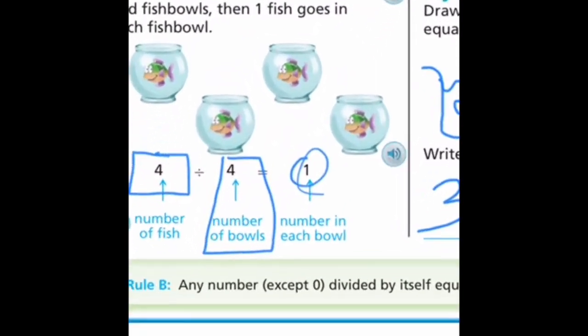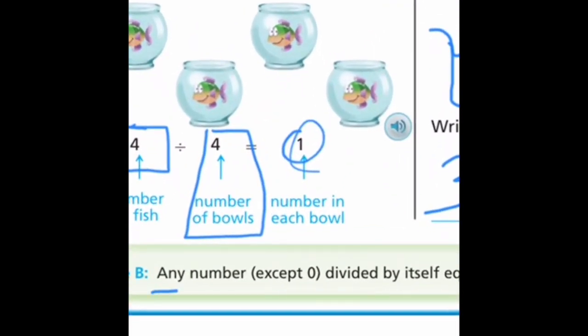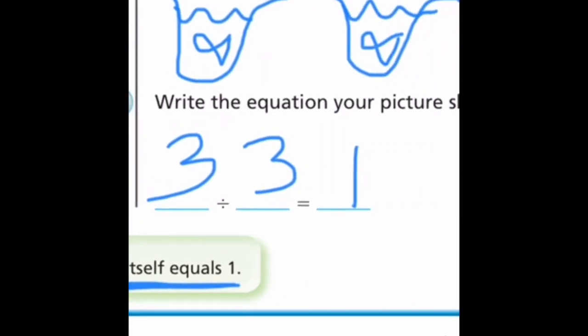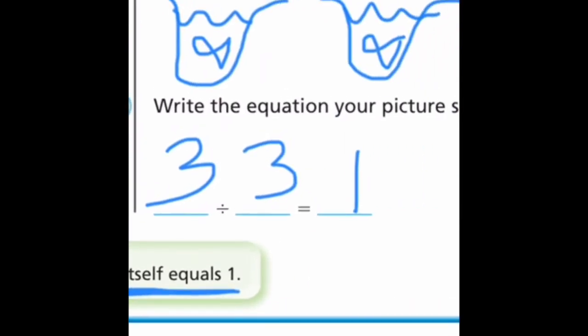So, rule B, any number except 0 divided by itself equals 1. Okay, 3 divided by 3 equals 1. 100 divided by 100 equals 1. 37 million divided by 37 million equals, you got it, 1.